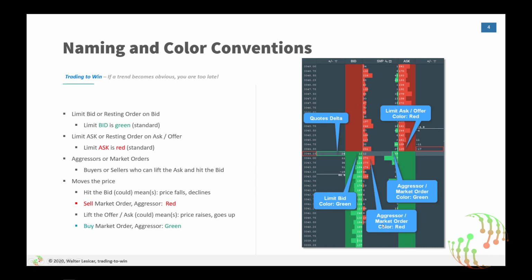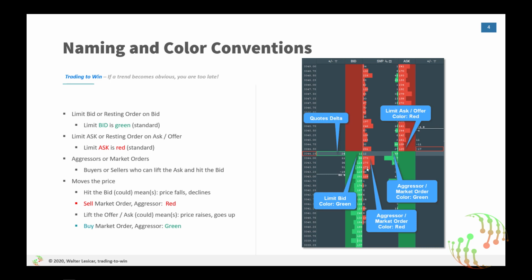That means now it's opposite. When the aggressors are hitting the bids, the color is red, and the aggressors hitting the offer or the ask, the color is green. So when we are talking about hitting the bid, which is quite common in the trading industry, it means the aggressors are hitting the bids. They are selling to the buyers. Then the market aggressor color is red on this side.